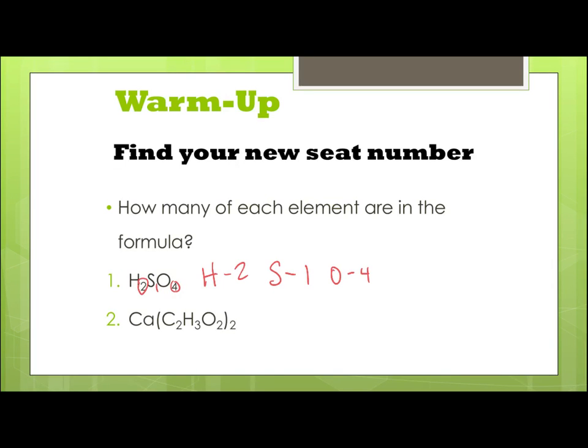Number 2 is Ca(C2H3O2)2. A couple things to remember here, okay? First things first, we have 1 calcium, right? Because there's nothing after the calcium, and so it's an understood 1. And then we look at the C, H, and O. We have to remember that that 2 distributes out to the carbon, hydrogen, and the oxygen. And so it's going to be 2 times 2, right? So you're going to have 4 carbons. You're going to have 6 hydrogens, because 2 times 3. And then, once again, 4 oxygens, because 2 times 2 is 4.